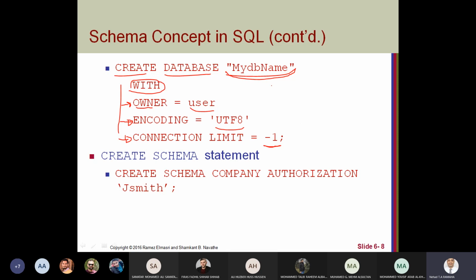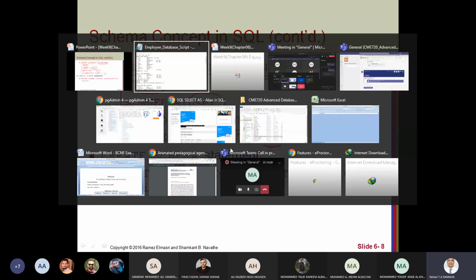So in short, create database name, and then the owner of the database, this owner's username or something like this, and the encoding and the connection limit. Actually, in most DBMS, you will create a database with only a few clicks, like here in PostgreSQL.